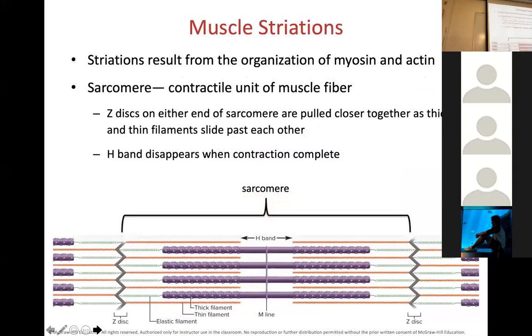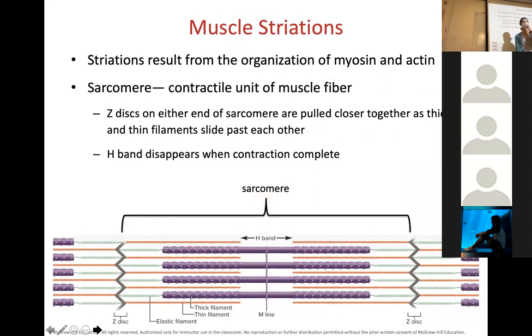Okay, so into the striations. What's actually happening here? We know that actin and myosin are binding to each other, and we also know that this has something to do with the striations that we saw in the skeletal muscle tissue. It has those stripes, right? So the stripes are essentially one of these sarcomeres. So you have the borders here.